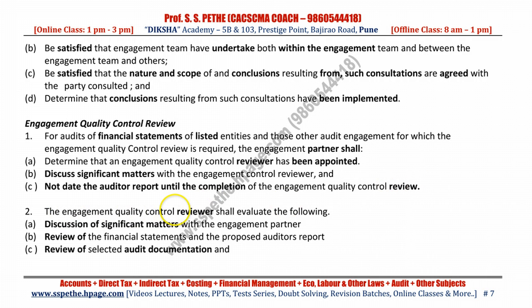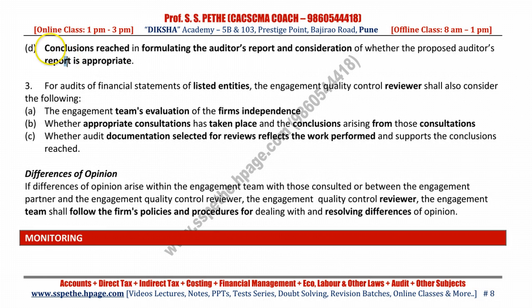The engagement team quality control reviewer shall evaluate the following. अब ये reviewer quality control के what they are supposed to do? They should discuss significant matter. Discussion should take place on significant matter with the engagement partners, review of the financial statement and the proposed audit report, and review of the selected audit documentation. And finally, the reviewer team should evaluate the conclusion reached in formulating the auditor's report and the consideration whether the auditor report is appropriate or not.